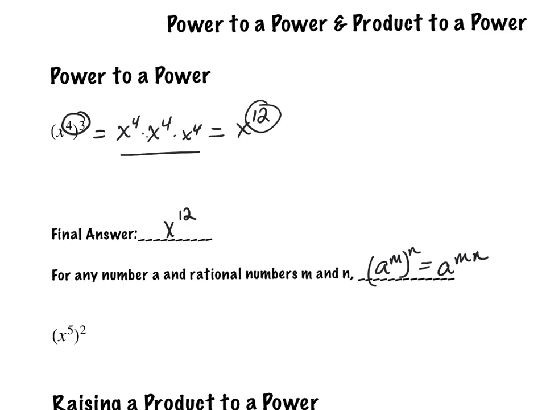So if I have x to the 5th squared, x to the 10th, right? Just multiplying those powers. Okay, so not too bad, right?